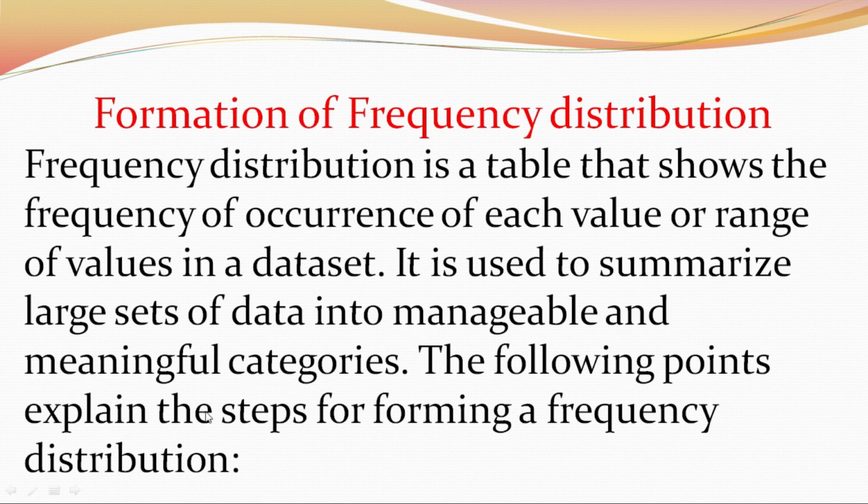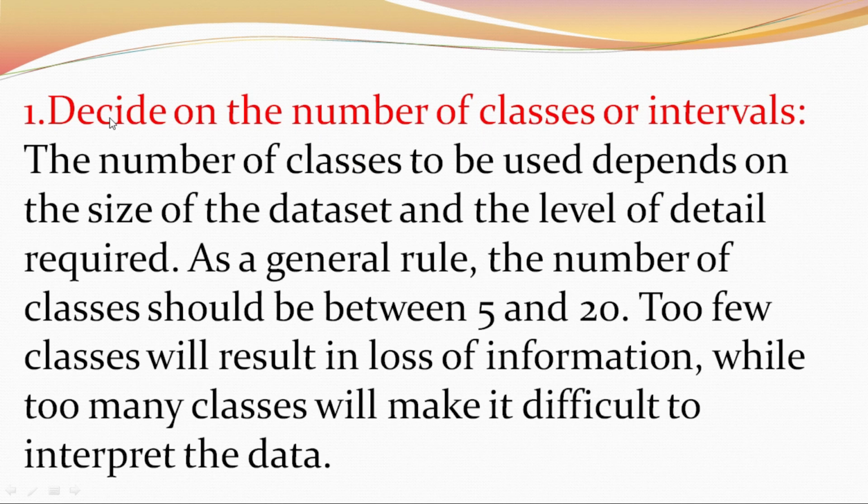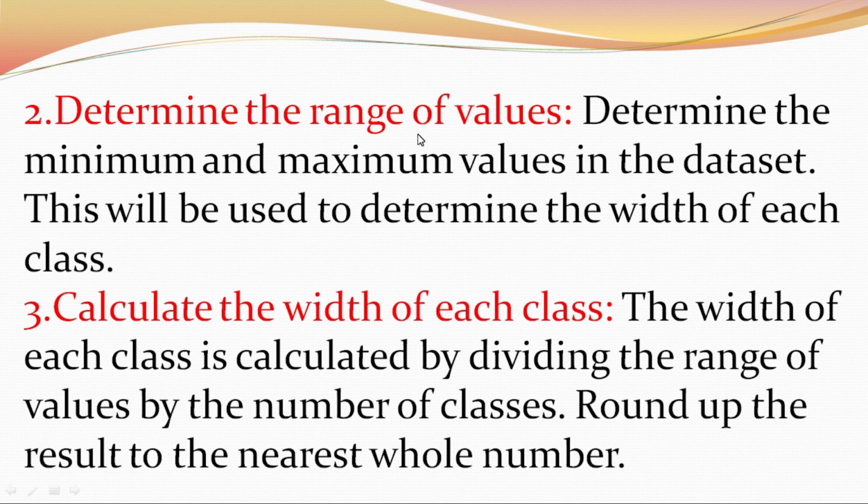The following points explain the steps for forming a frequency distribution. First is decide on the number of classes or intervals. The number of classes to be used depends on the size of the dataset and the level of detail required. As a general rule, the number of classes should be between 5 and 20. Too few classes will result in loss of information, while too many classes will make it difficult to interpret the data.